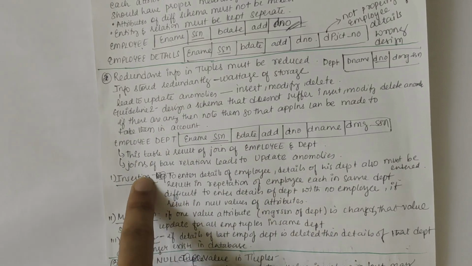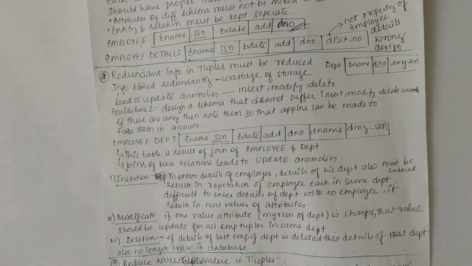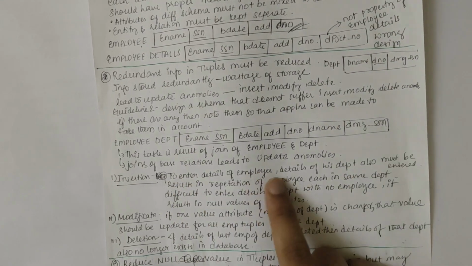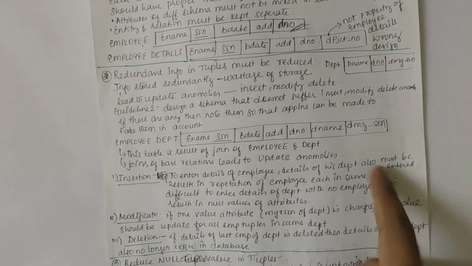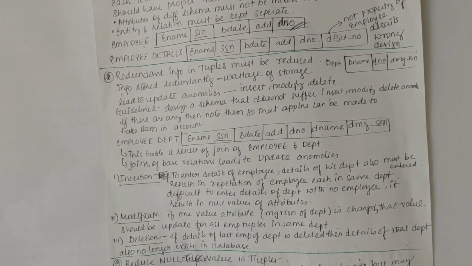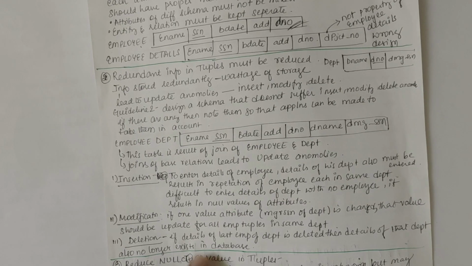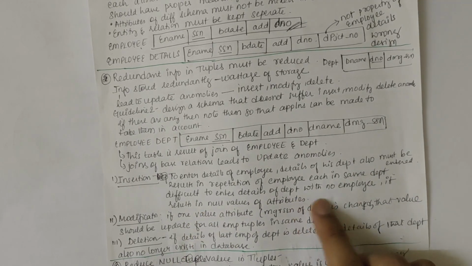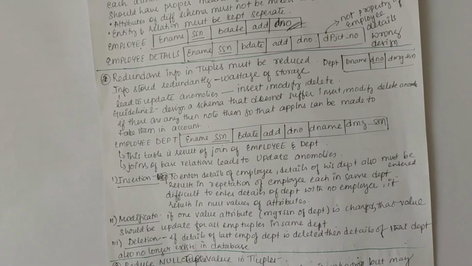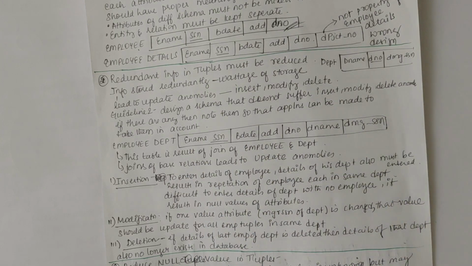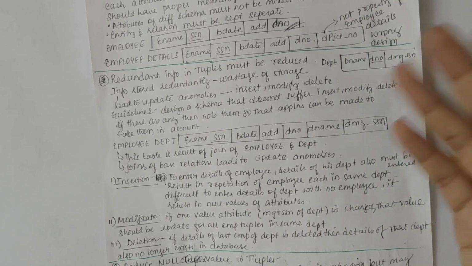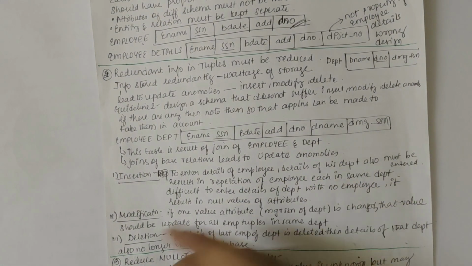Firstly, we'll understand what insert, modification and deletion anomalies are. Insertion anomaly states that to enter details of an employee here, details of his department also must be entered. So if you want to enter an employee name, you should also enter the department details. But it is difficult to enter details of a department with no employee in it. If you want to enter the department details but you don't know the employee name, it becomes difficult, right? So it results in null values. For employee, it will be null. For department, there will be some value. So that will lead to insertion anomaly.